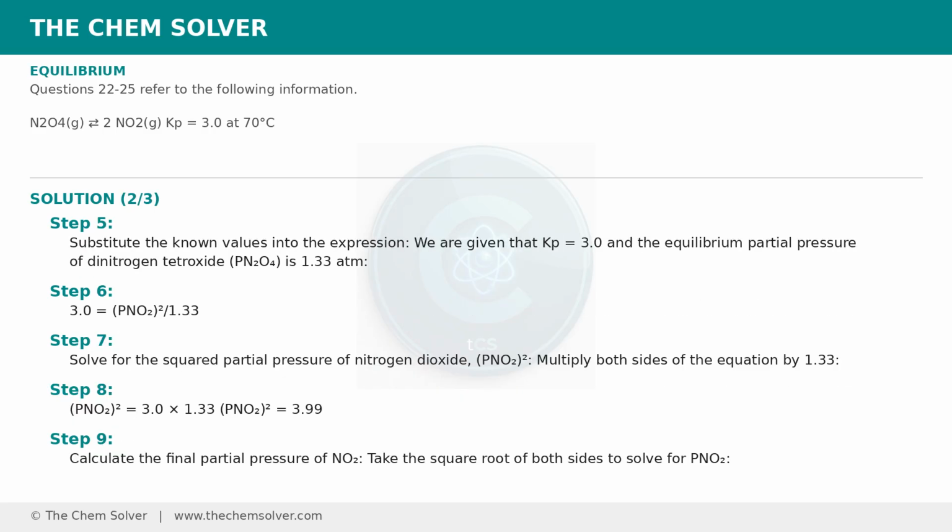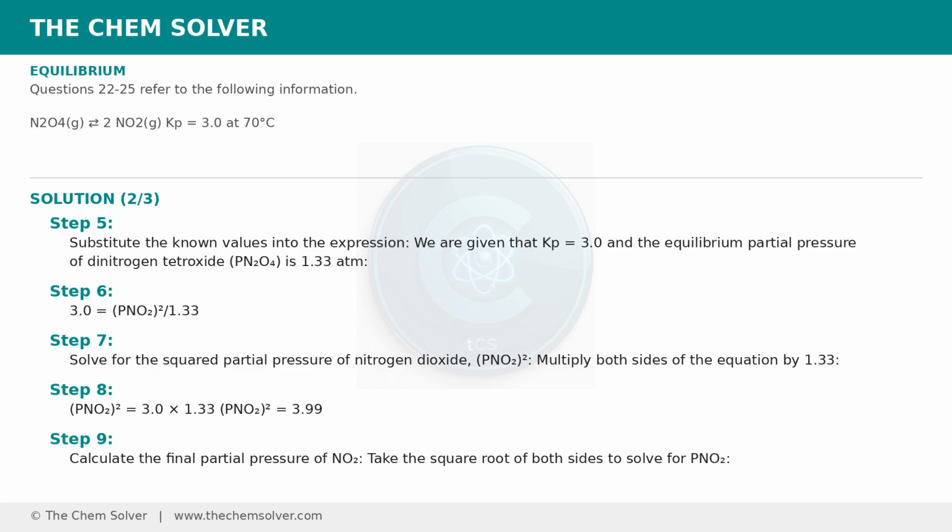Substitute the known values into the expression. We are given that Kp equals 3.0 and the equilibrium partial pressure of dinitrogen tetroxide, P_N2O4, is 1.33 atmospheres. 3.0 equals P_NO2 to the power 2 over 1.33.